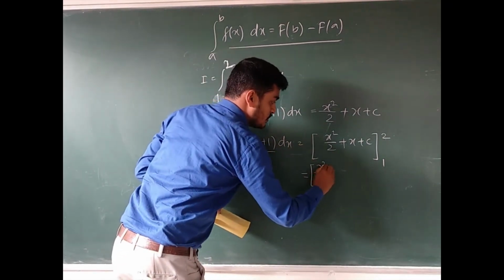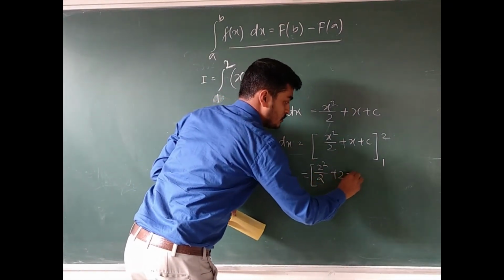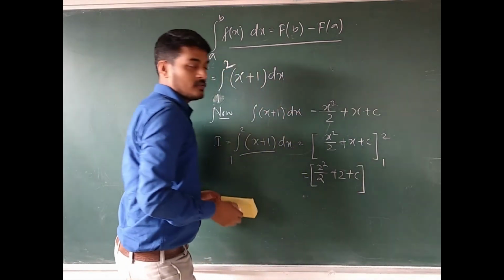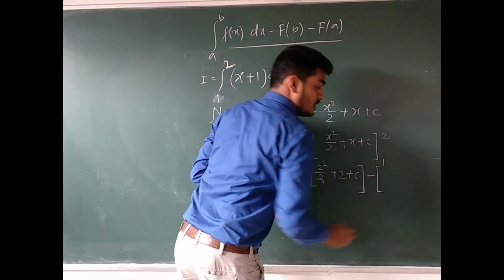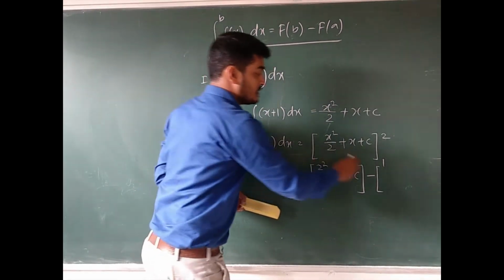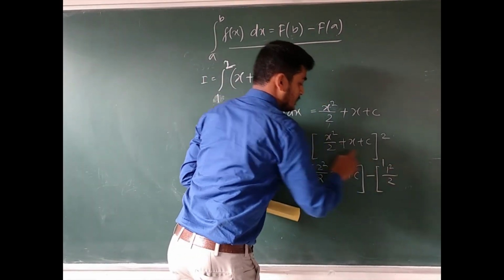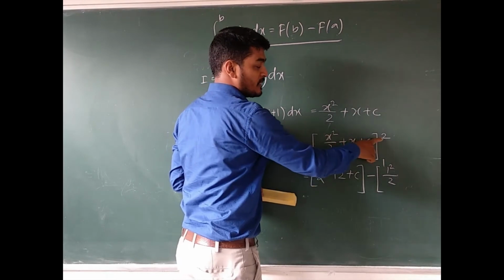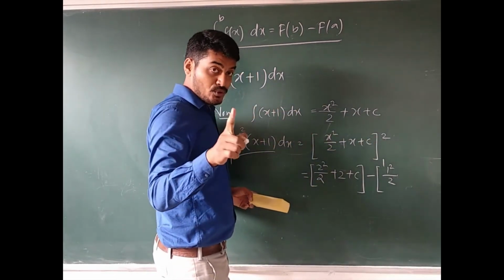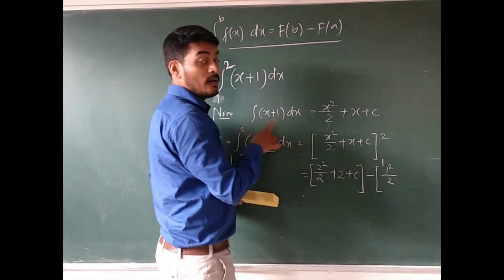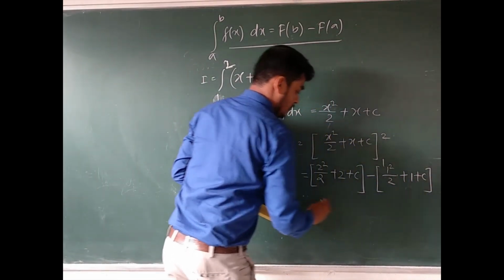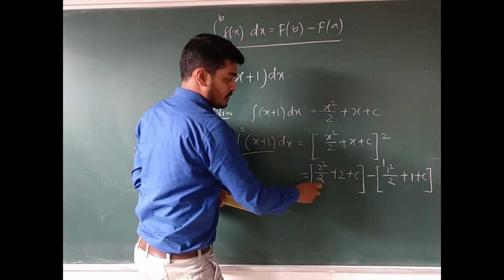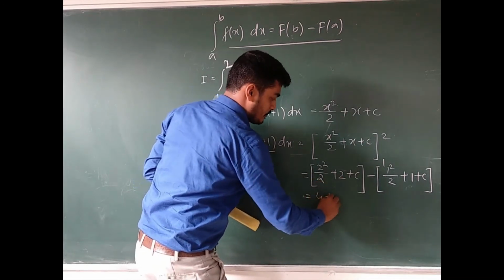It will be 2 squared by 2 plus 2 plus c. This is the expression for the upper limit, minus, then you have to find the value using the lower limit. What is the value? 1 squared by 2 plus 1 plus c. That means wherever x is there, in place of x for the first time you have to put 2, and for the second time you have to put 1. So obviously you can easily simplify. It will be 2 plus 2, 4, plus c.